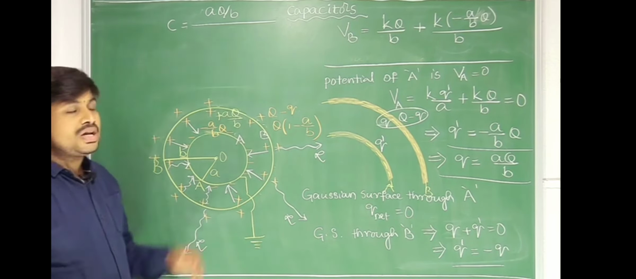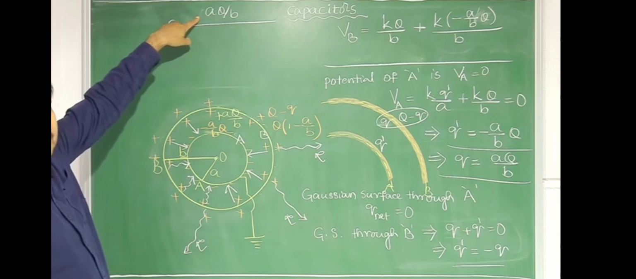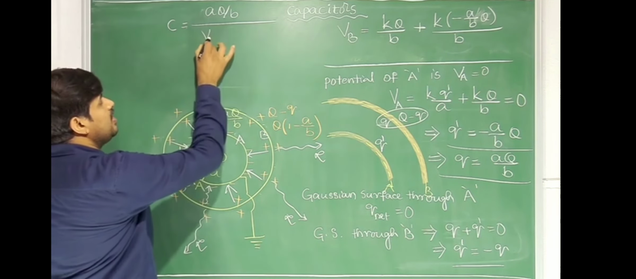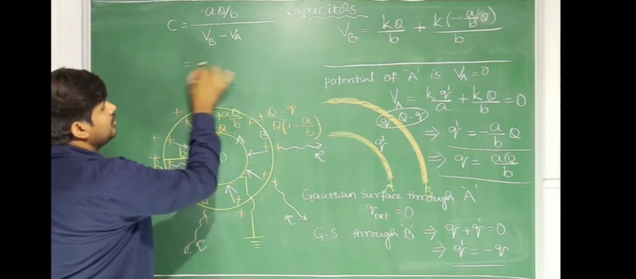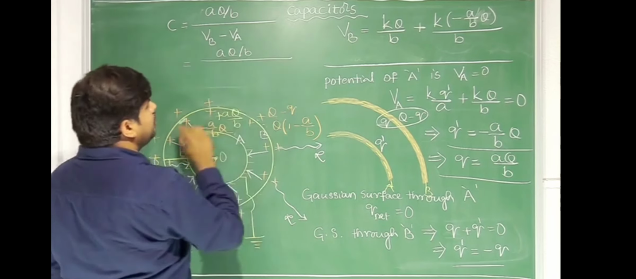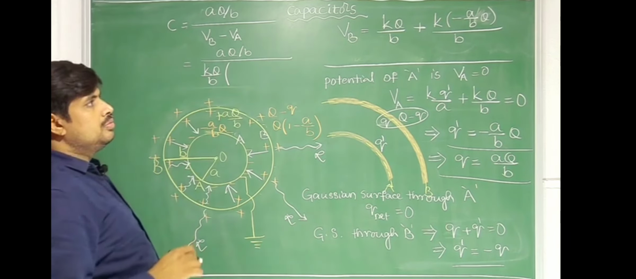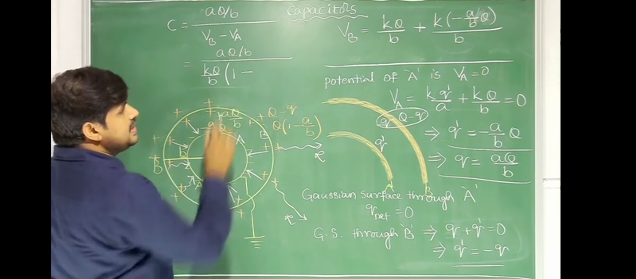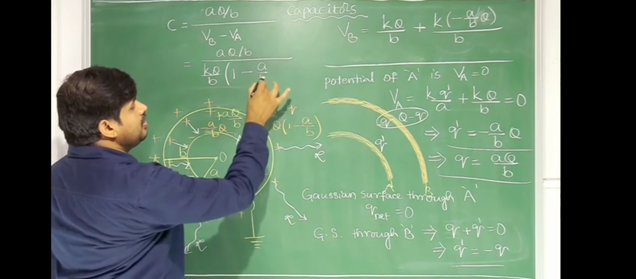Only we need to write charge on the high potential plate. So what is the high potential surface here? Inner surface of B. How much charge it is possessing on the inner surface? That is AQ by B divided by potential difference between B and A, that is VB minus VA. Anyway VA, potential of A, is 0. So I write here AQ by B whole divided by, here what will come common? Let us take common KQ by B common because potential of B. So here you will be getting 1 minus A by B.